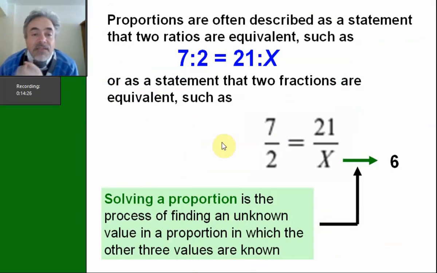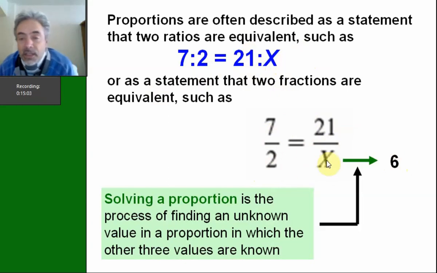Now let's think about this in fractions. A proportion is often described as a statement of 2 equivalent ratios, such as 7 to 2 equals 21 to x. So let's find out what x is. If you multiply 7 by 3, you get 21. How much do you have to multiply 2 by to have a proportional relationship? By 3. Multiplying 2 by 3, we get 6. So 6 is the only number that makes this a proportional relationship. Any other number here would not make this a proportional relationship.